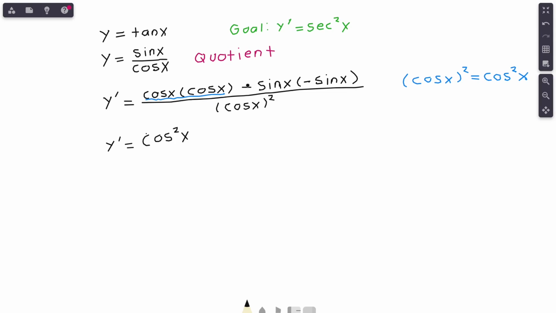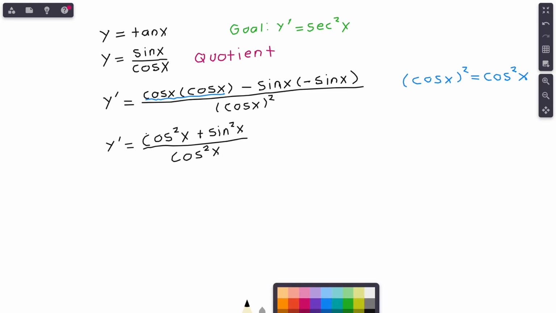So the negative, then the second term, we have a negative and a negative, so that's going to be a positive sine of x squared. And this is all over cosine of x squared. So now the next step is to look at this numerator. We have cosine squared of x plus sine squared of x.